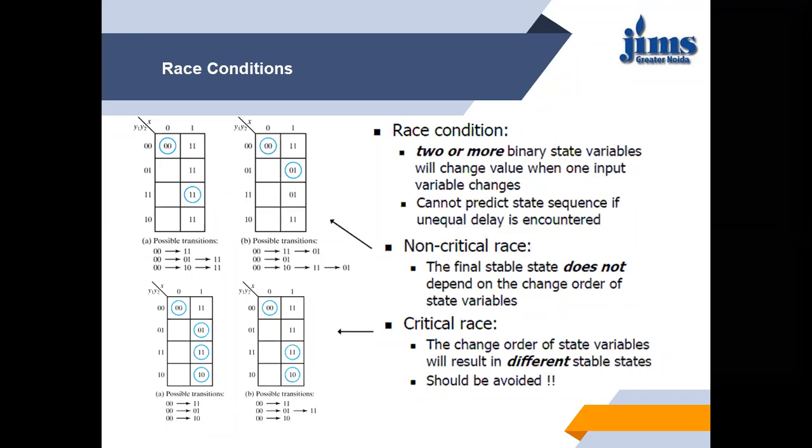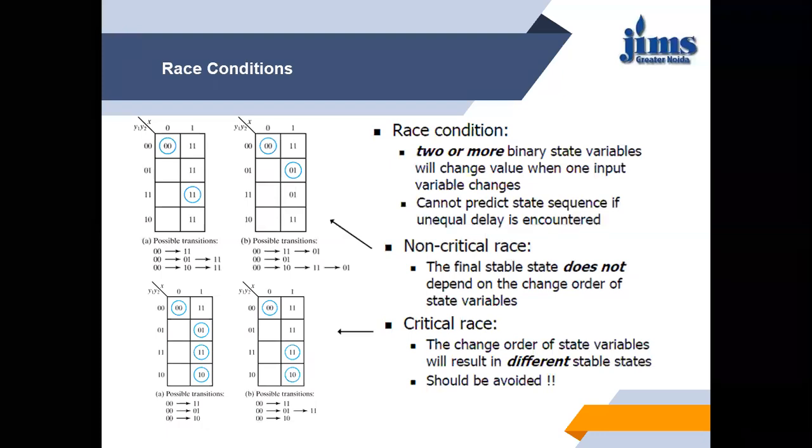If two or more variables change their states with a single input change, it is called a race. And there are two types of race: non-critical race, where the final state is constant, and critical race, where the final state is different for different change orders of the variables, and this is due to the different path delays in the circuit. In short, we should keep in mind that the critical race must be avoided when we are designing asynchronous sequential circuits.